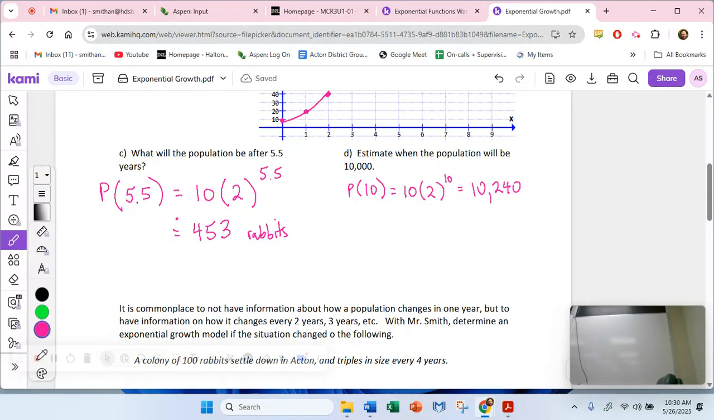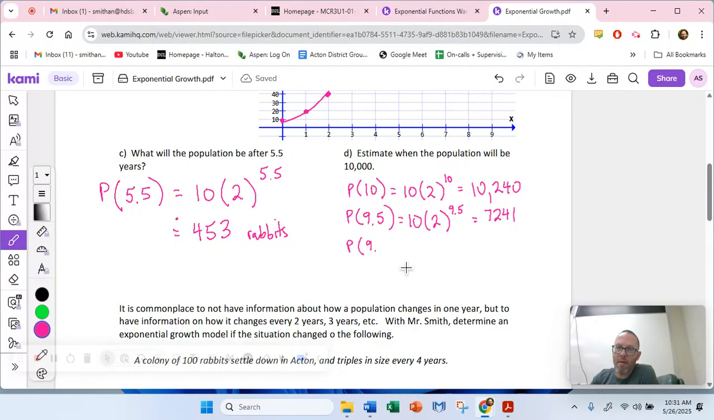So P at 10, a bit too high. Let's see if we can get closer to 10,000. Let's try P at 9.5. So we're a bit above, so we refine our guess. Let's try 9.5 and see what we get. Okay, so let me get my answer too. And here's the exact process you should be going through. If you're too low, oh yeah, this is really low. 7,241. So then we'll try a bit higher.